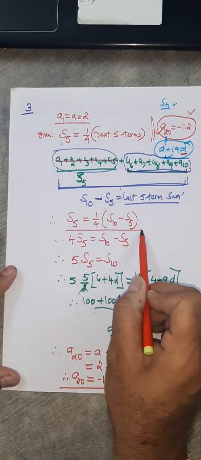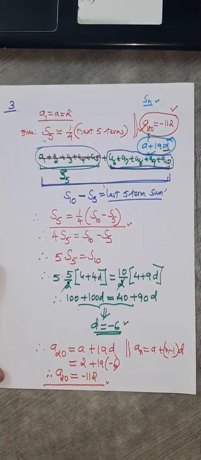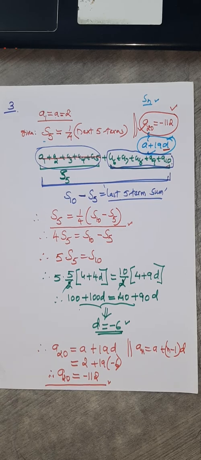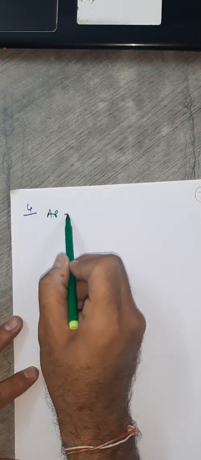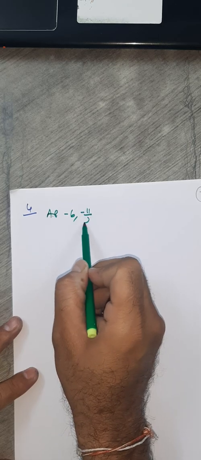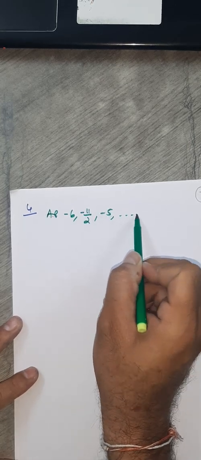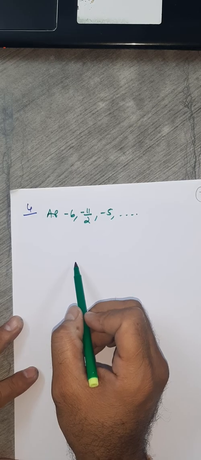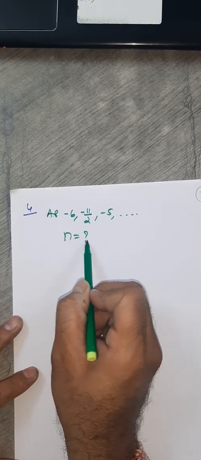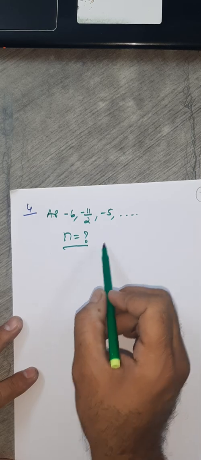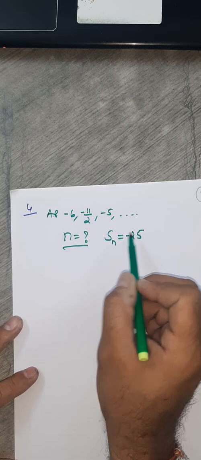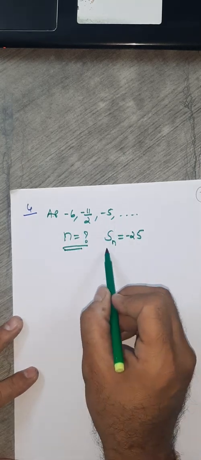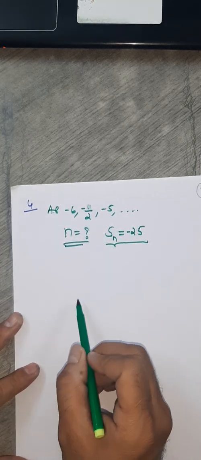The important one was this step, the information about the next 5 terms. Fourth question. You are given one AP here, that is minus 6, minus 11 by 2, minus 5, and so on. The question is, how many terms, that is n, are needed to get the summation, that is Sn equals minus 25. Find n, the number of terms for which summation becomes minus 25.